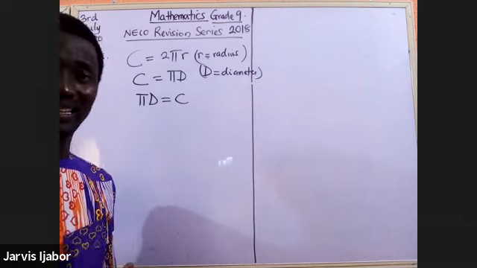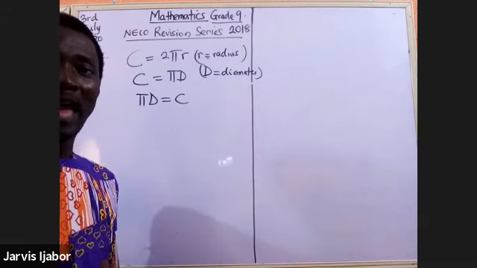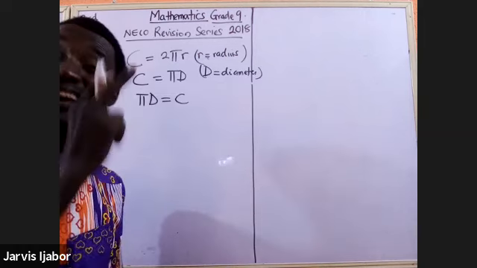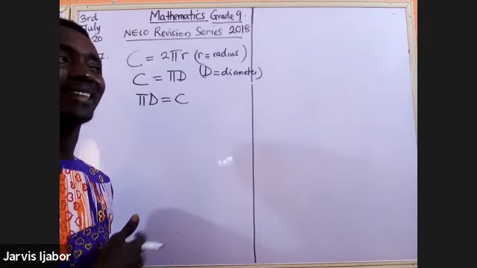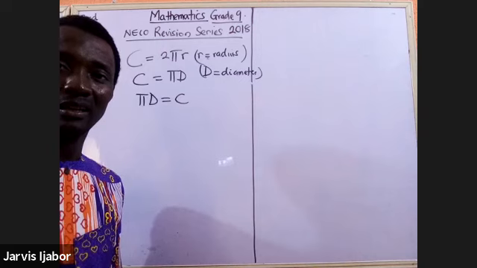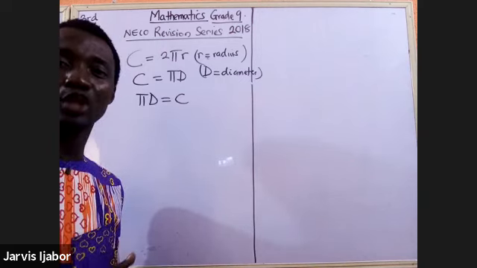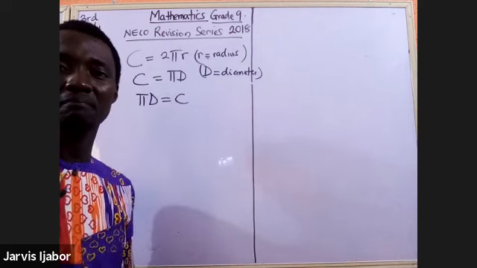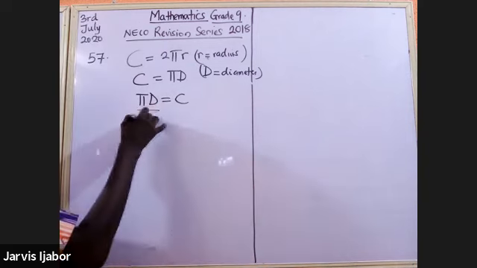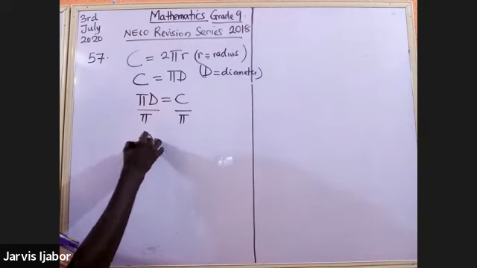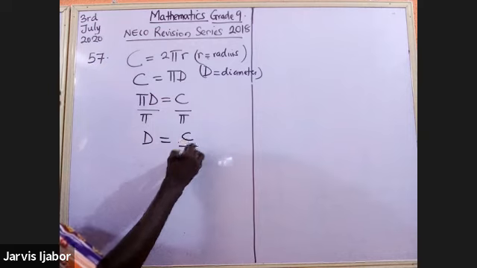Everything is important. I always use the Marvel Cinematic Universe to explain this. Every character is important. Don't underrate any character. So every topic is important. You need to know when to use them. So you divide both sides by pi, and that will be what? D equal to c over pi.